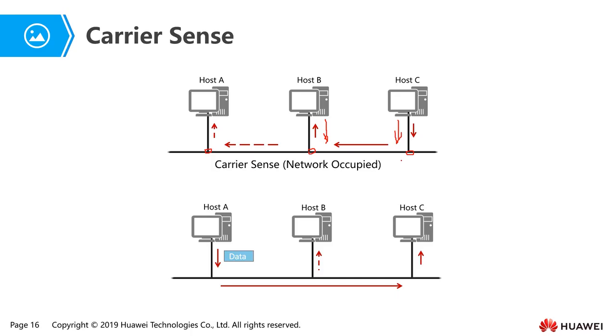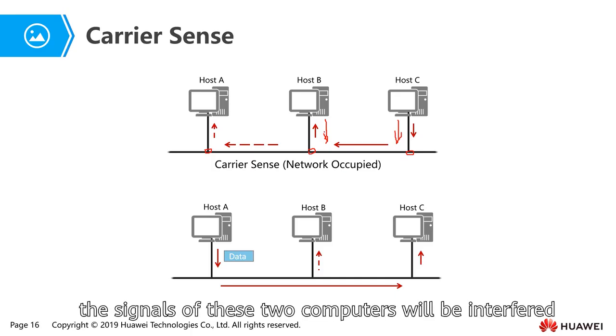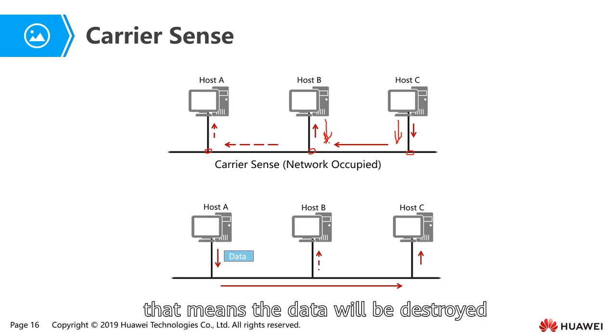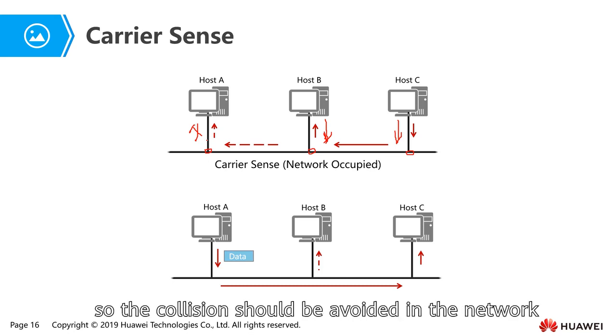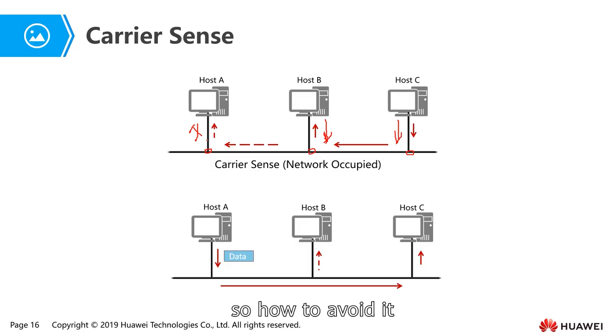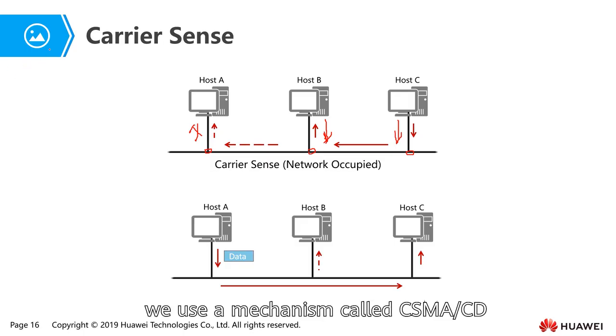With a collision, these two computers' signals will interfere. That means the data will be destroyed, and the receivers, any other computers, cannot hear each one's signals clearly. So collisions should be avoided in the network. So how to avoid them? Ethernet uses a mechanism called CSMA/CD.